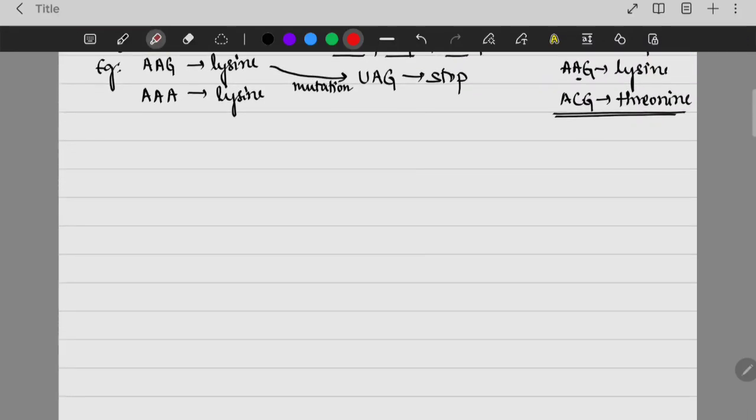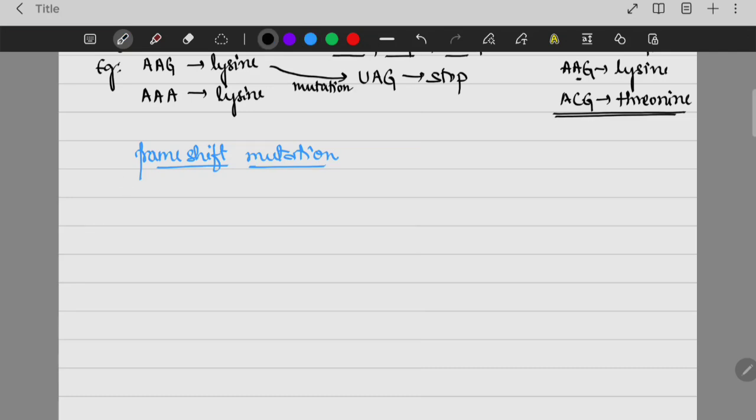Now the next one is the frame shift mutation. What is frame shift mutation? As the name suggests, there is shifting of the codons in the DNA sequence. This shifting can be done by two processes: one is the deletion of some nucleotides, another one is insertion of some nucleotides. Thus, the shifting of the frame of the DNA can be done.